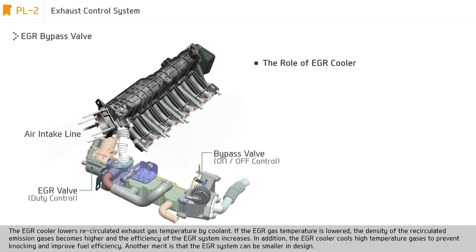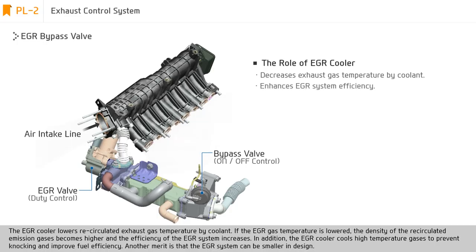The EGR cooler lowers recirculated exhaust gas temperature by coolant. If the EGR gas temperature is lowered, the density of the recirculated emission gases becomes higher, and the efficiency of the EGR system increases. In addition, the EGR cooler cools high-temperature gases to prevent knocking and improve fuel efficiency. Another merit is that the EGR system can be smaller in design.